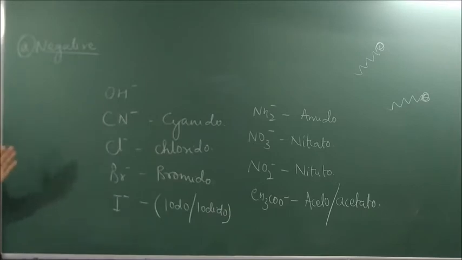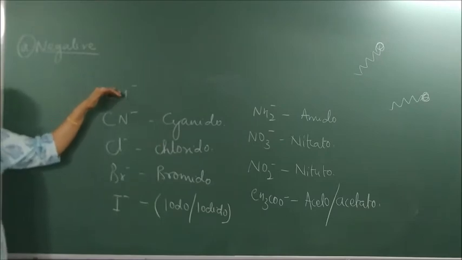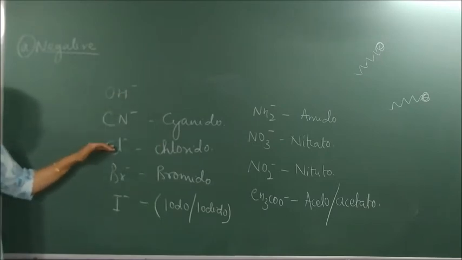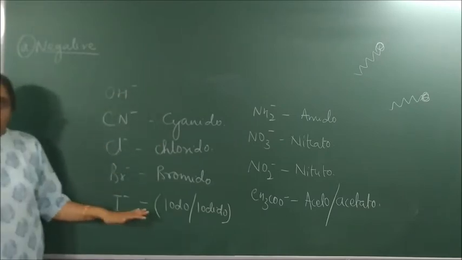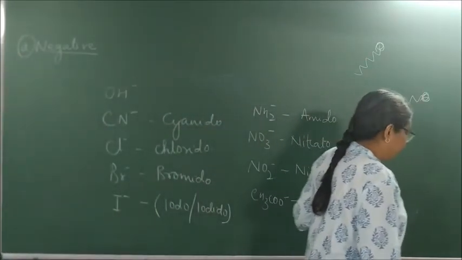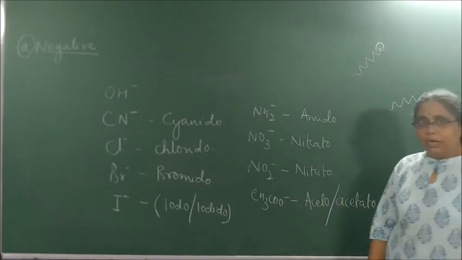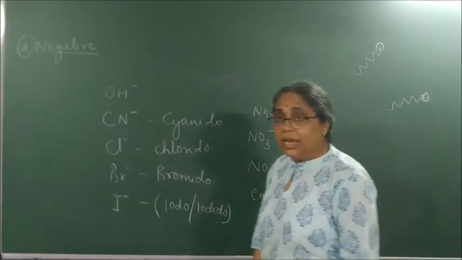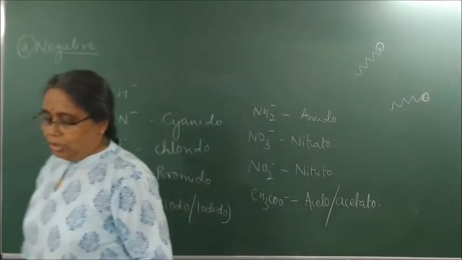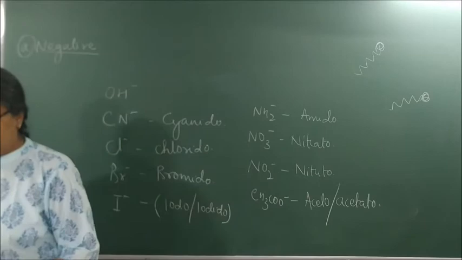So all negative monodentate ligands. These are the common ones which we use. So they are called as what? Hydroxo, cyanido, chlorido, bromido, iodo or iodido, amido, nitrato, nitrito, and acetato or aceto. Clear? So all negative ligands end with O. Now write neutral ligands. B.